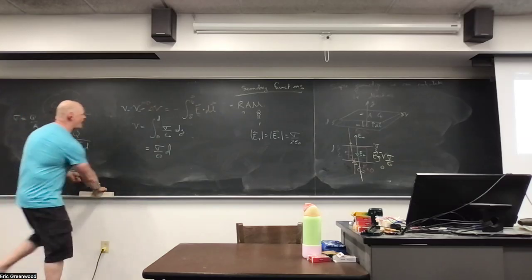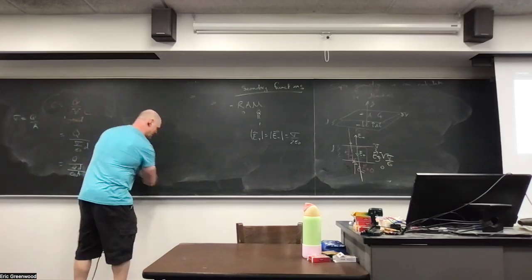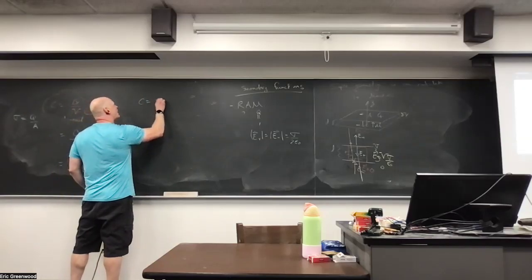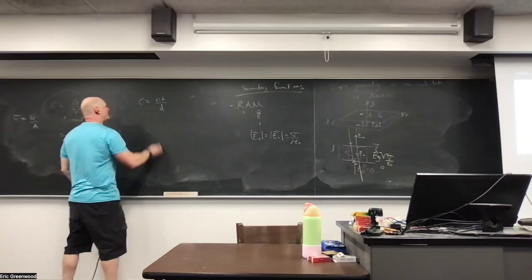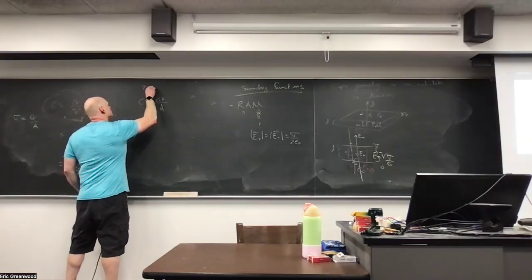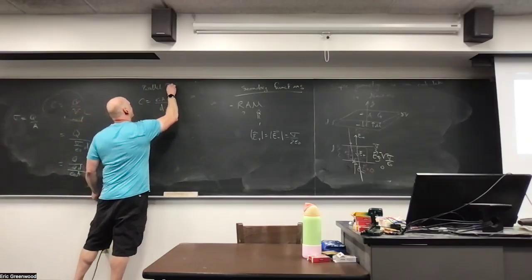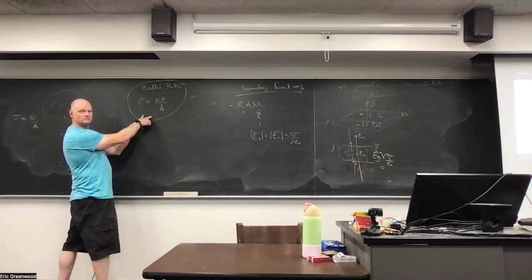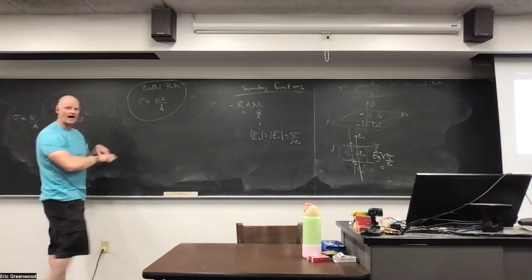Epsilon naught A will move to the top. So this finally says that for a parallel plate capacitor, the capacitance is going to be epsilon naught times the area divided by d. So this is for a parallel plate capacitor. This is something you definitely want to write down. We will come back to this a lot.